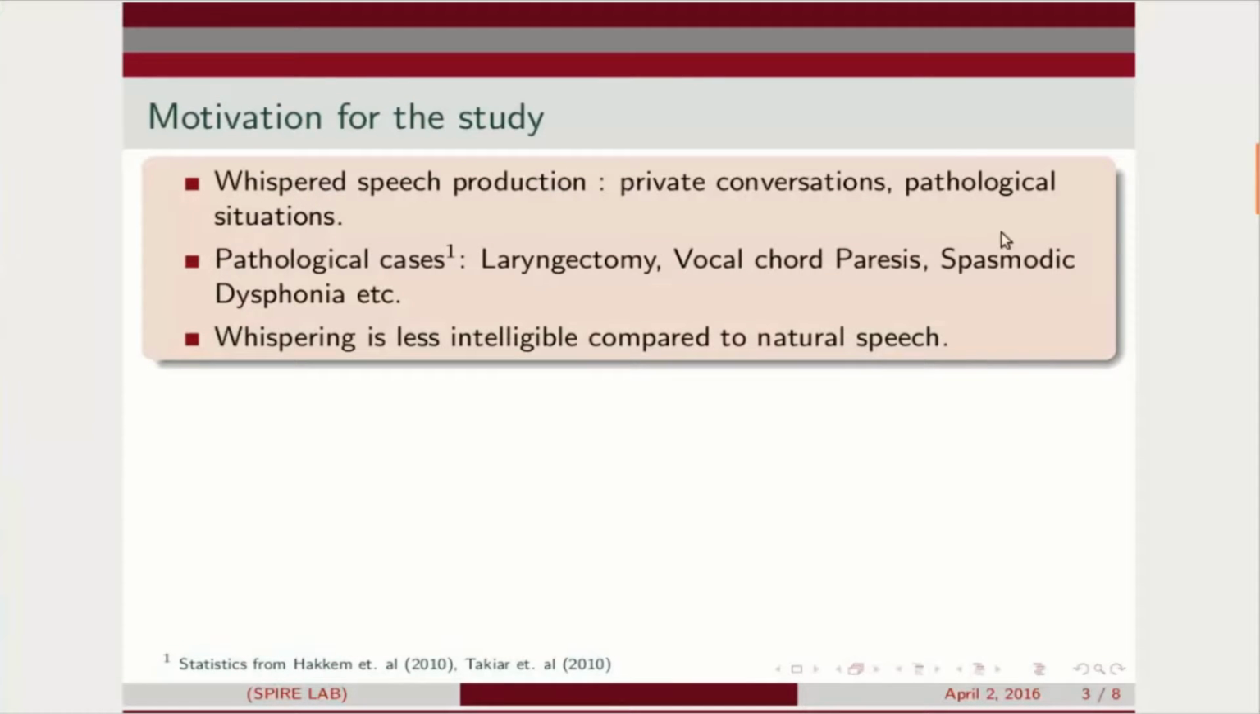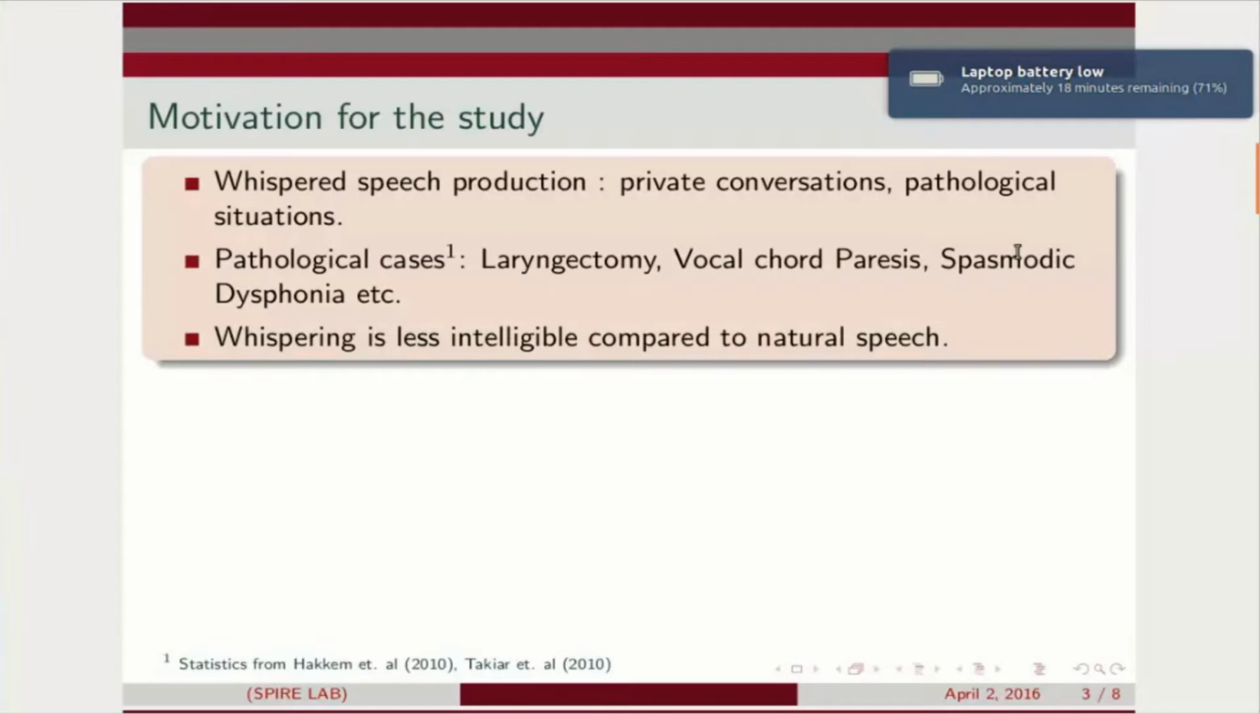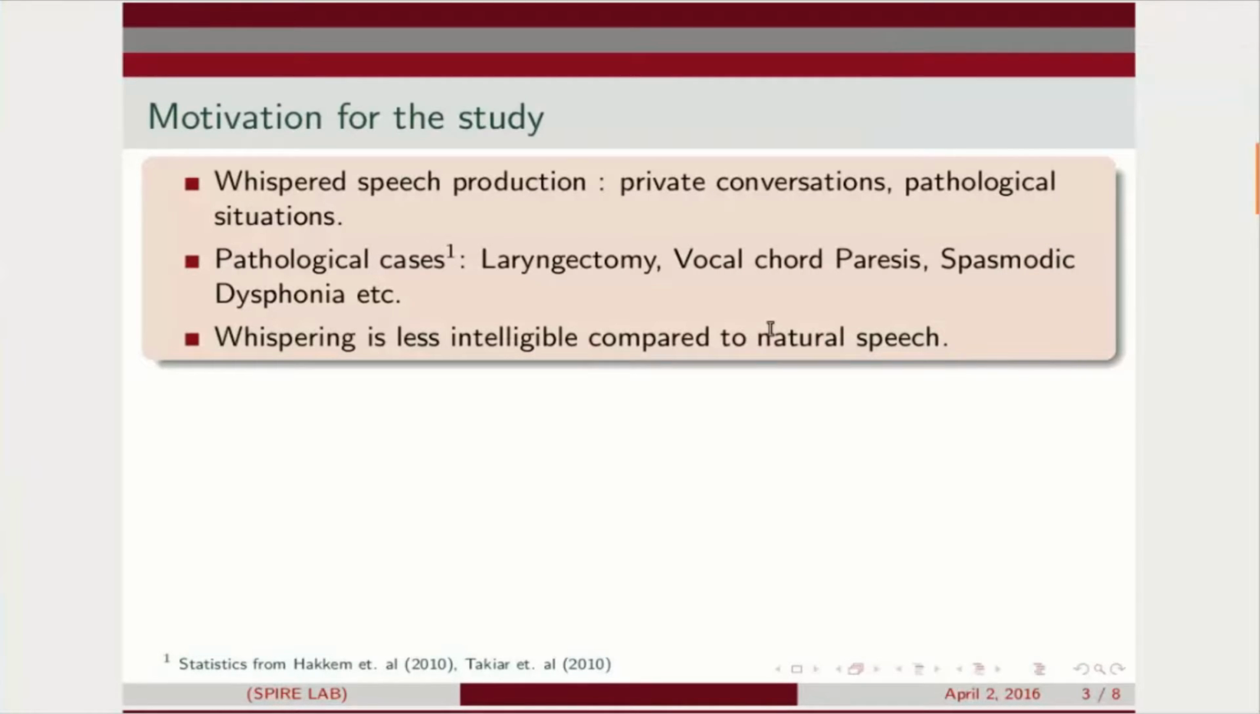Whispered speech is typically produced in private conversations and also arises in pathological situations like laryngectomy, spasmodic dysphonia, etc. For example, laryngectomy involves the removal of the entire or a part of the voice box for patients suffering from laryngeal cancer. It is estimated that by 2020, there will be around 34,000 laryngectomy patients in India alone. So the speech they produce is typically whispered. Whispered speech is also less intelligible compared to normal speech.